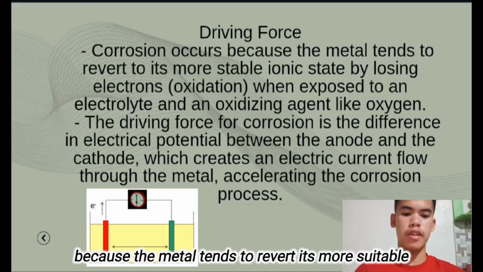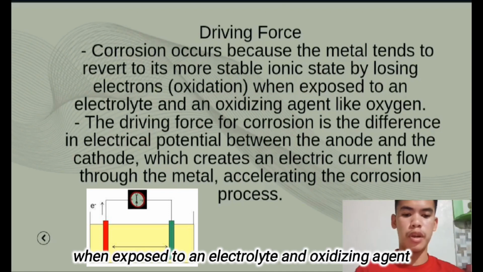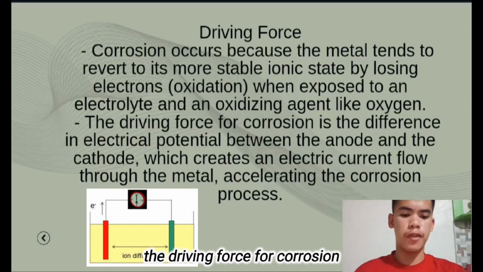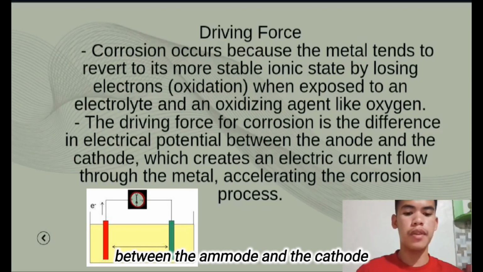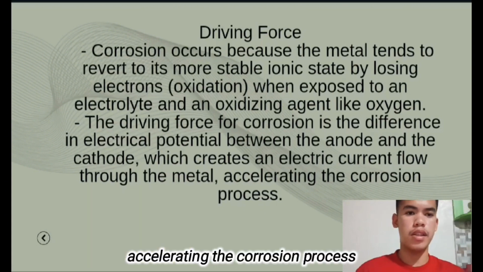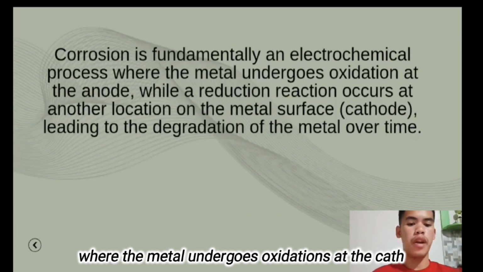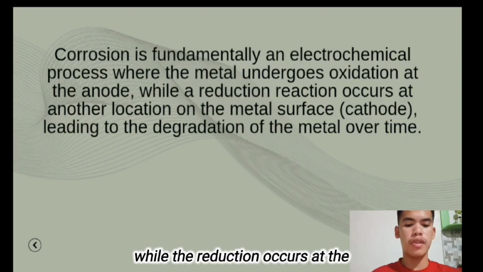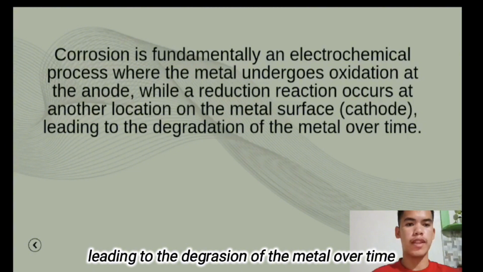Corrosion occurs because the metal tends to revert to its more stable ionic state by losing electrons (oxidation) when exposed to an electrolyte and an oxidizing agent like oxygen. The driving force for corrosion is the difference in electrical potential between the anode and the cathode, which causes electric current to flow through the metal, accelerating the corrosion process. Lastly, corrosion is fundamentally an electrochemical process where the metal undergoes oxidation at the anode, while reduction occurs at another location on the metal surface, the cathode, leading to the degradation of the metal over time.